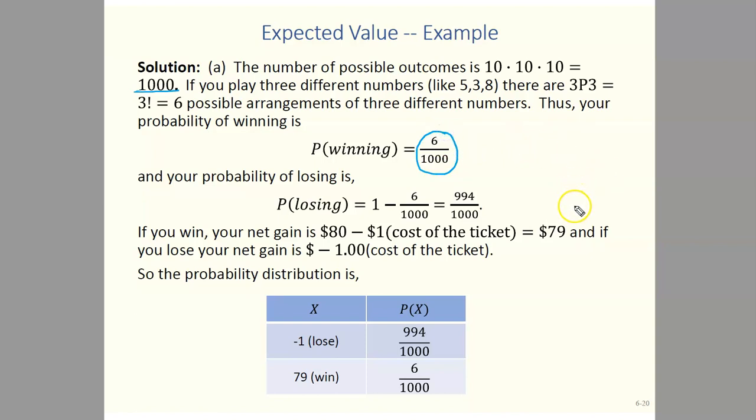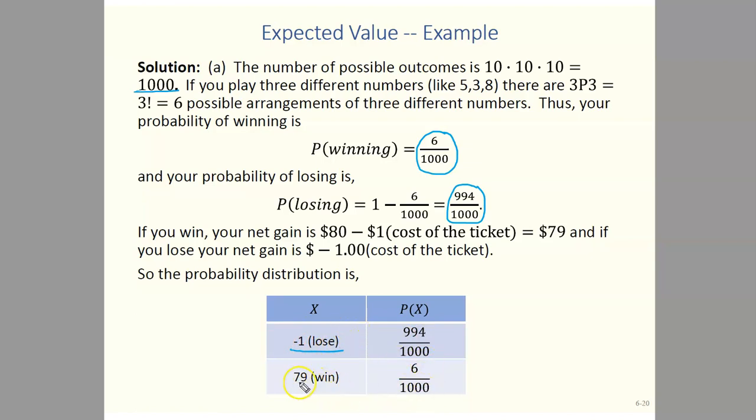Now your probability of losing is 1 minus 6 out of 1,000, or 994 out of 1,000. Okay, so now let's set up our probability distribution. You will lose $1 with a probability of 994 out of 1,000. When you bought the ticket, you put $1 in. If you lose, you don't get anything back, so you lost your dollar that you used to buy the ticket.